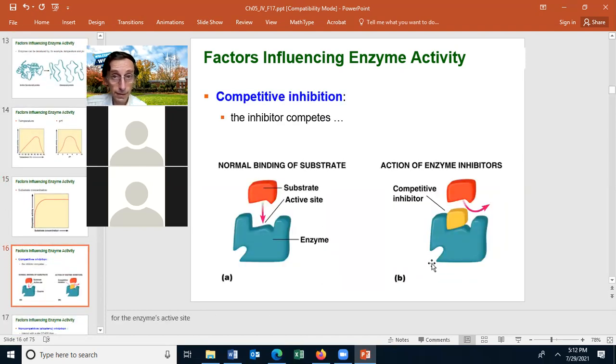Another factor that can influence enzyme activity is inhibition. There are two types of inhibition. The first is competitive inhibition, where the inhibitor actively competes for the active site of the enzyme. And so if the active site is bound to the competitive inhibitor, then the substrate cannot come in. And that's why it's called competitive inhibition. There are some drugs that act as a competitive inhibitor of our enzymes. Any question about any of that?